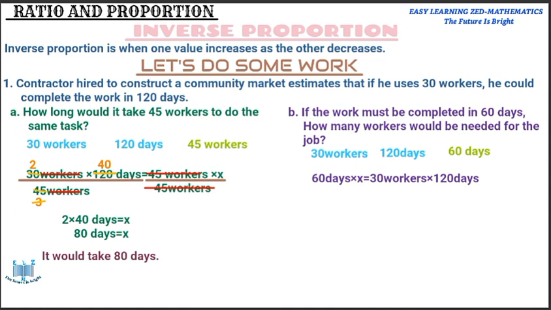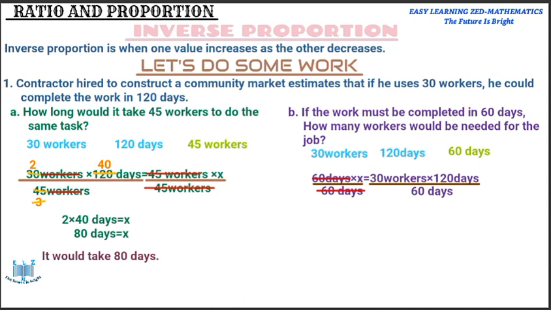Once we have done that, we are going to divide both sides by 60 days. Why? Because we want to remain with x alone on the left side of the equal sign. Then we cancel out what is on top and what is down. On the left side of the equal sign, we have 60 days on top and 60 days down, so we cancel these out so that we remain with x alone.